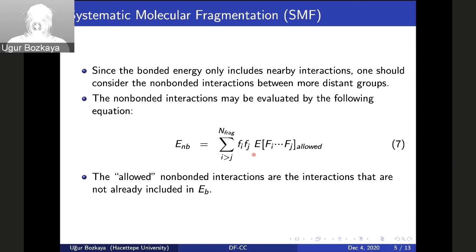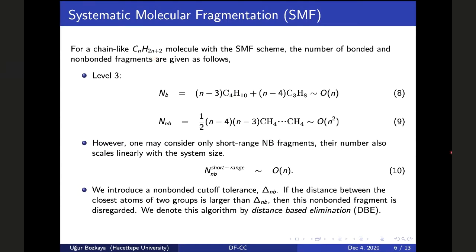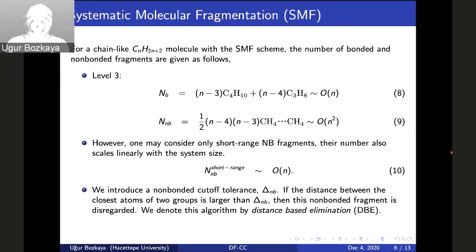Here, Fi and Fj are the coefficients of the fragments capital Fi and Fj. And where allowed means the non-abundant interactions that are not already included in the abundant energy formula. And for a chain-like alkyl molecule, for example, in the SMF scheme, the number of abundant and non-abundant fragments can be given by these formulas.